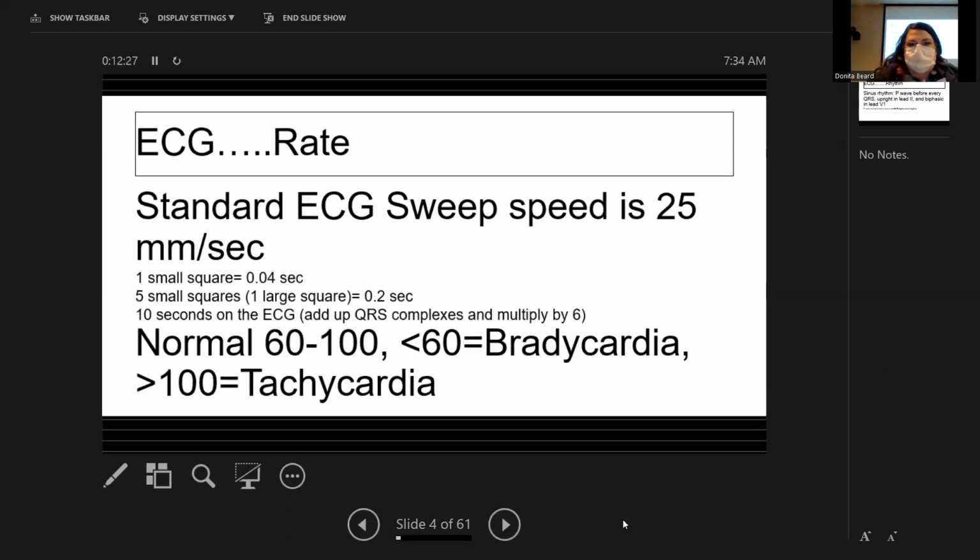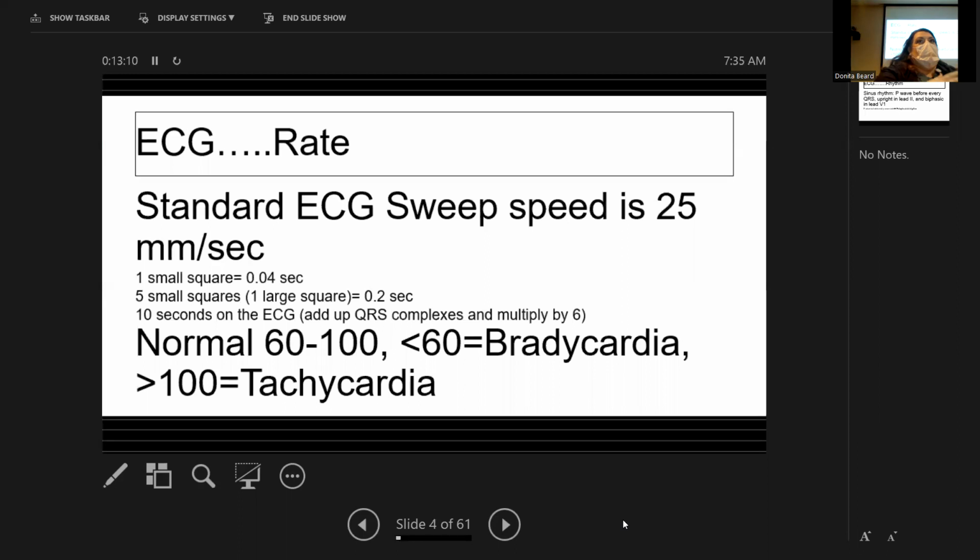When you look at rate, I don't think they would trick you on a test question, but in some of the EKG questions, I did notice you always want to look for the sweep speed on an EKG. Almost all EKGs are 25 millimeters per second. That only matters because of determining your rate and all the intervals, because that will change. So pretty much normal is 25. That means one small square is 0.04 seconds, and one big box, 5 small squares, one large square, is 0.2 seconds.